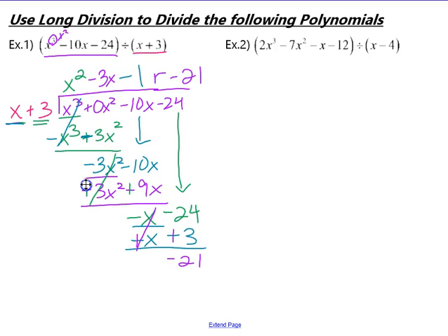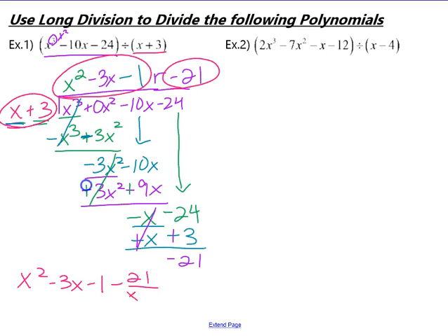So again, in writing our final answer, we're going to take everything before our remainder, x squared minus 3x minus 1. And then our remainder, we're going to write minus 21 over our divisor, x plus 3. So I want you to pause, try example 2, and check back with me when you're finished.